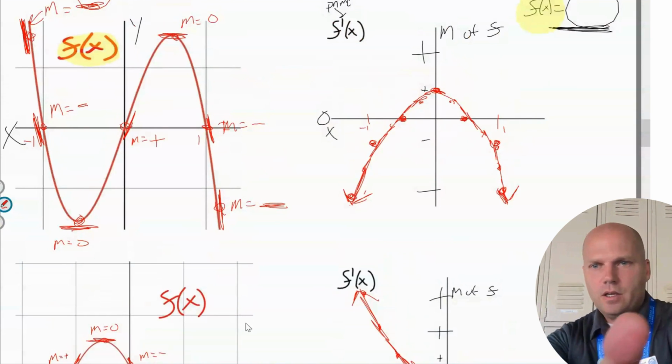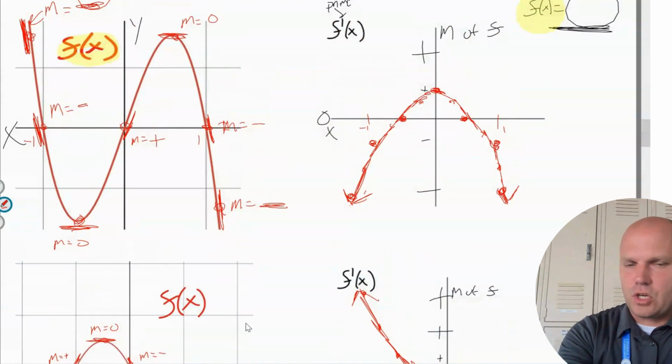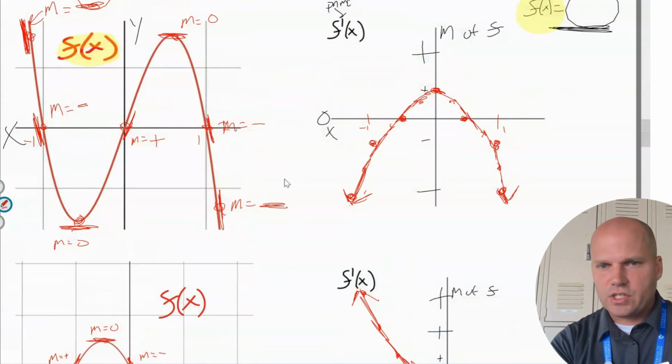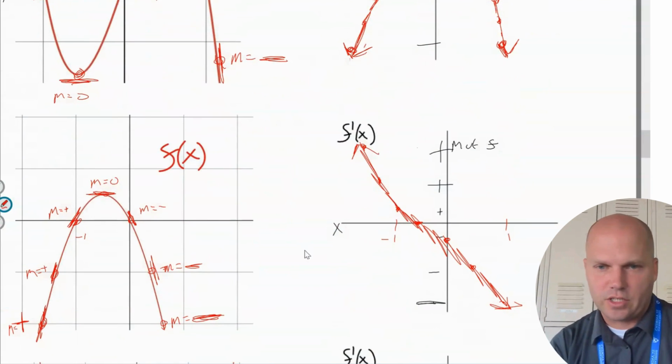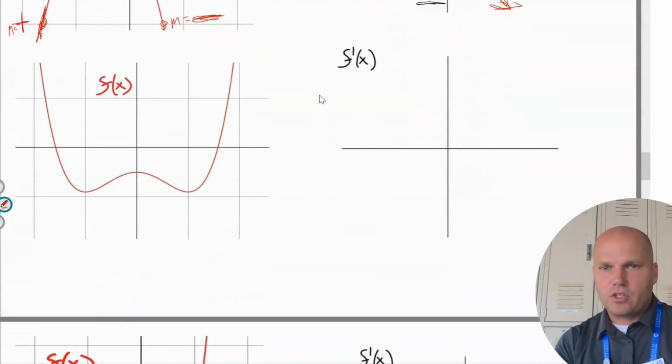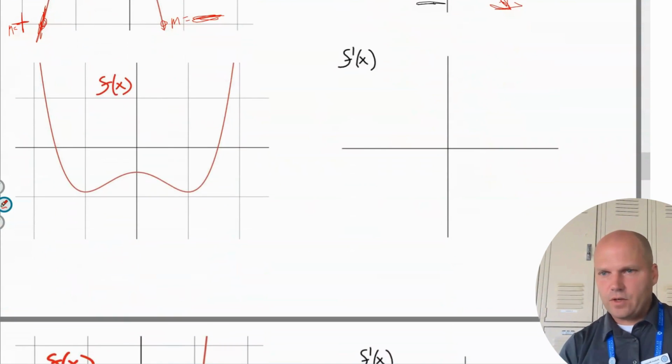This one is a cubed graph. Its slopes look like an x squared graph. This x squared graph, its slopes look like an x graph. Oh, that's interesting. Maybe keep that in mind. Here's some x to the fourth graph. Let's kind of jump in here.